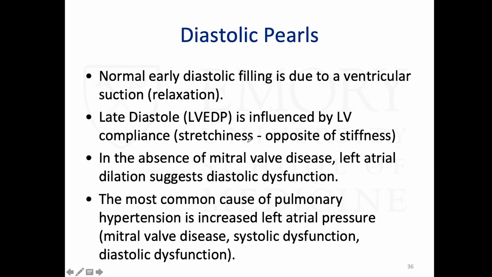The next point is, in the absence of mitral valve disease, left atrial dilation suggests diastolic dysfunction. Again, the caveat is pregnancy and athletics or competitive athletes. But for the most part, when you see a big left atrium in the absence of significant mitral valve disease, you can usually bet that you're dealing with significant diastolic dysfunction. And the most common cause of pulmonary hypertension, like we discussed earlier, is an increased left atrial pressure, whether from mitral valve disease, systolic, or diastolic dysfunction.